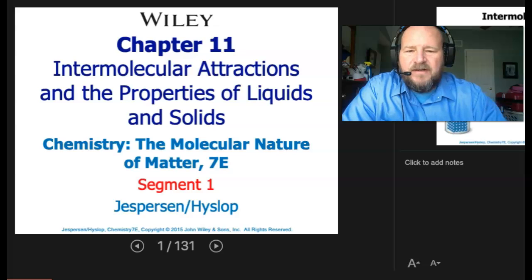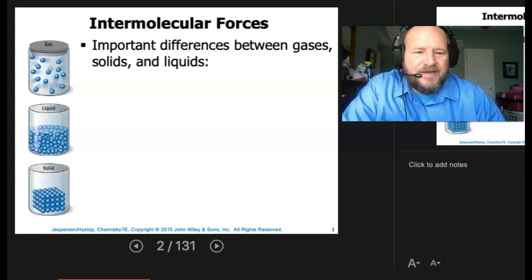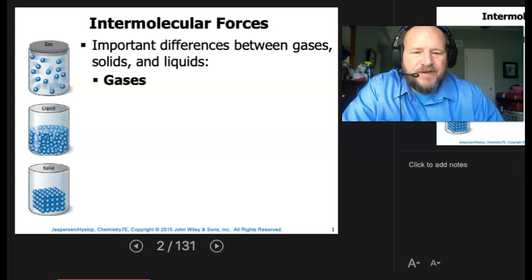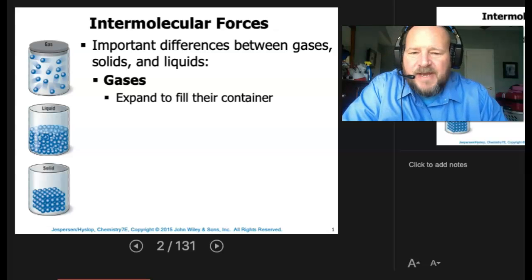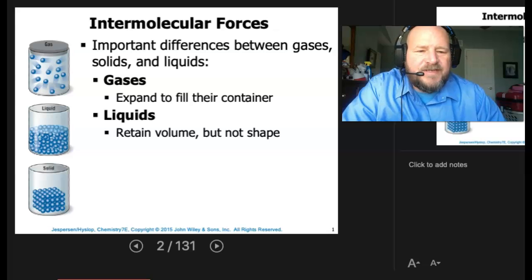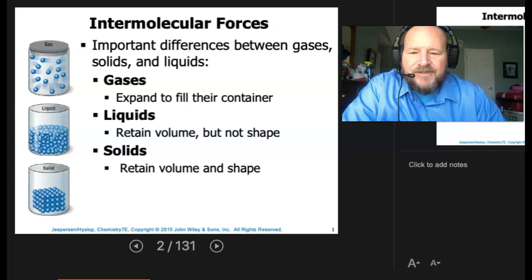So chapter 11 in our Jesperson text, Intermolecular Attractions and the Properties of Liquids and Solids. Intermolecular forces are what's going to hold everything together. So it's what separates gases from solids and liquids. For gases, we know that they will expand to fill their container. Liquids will retain their volume but not their shape. Solids retain volume and shape.